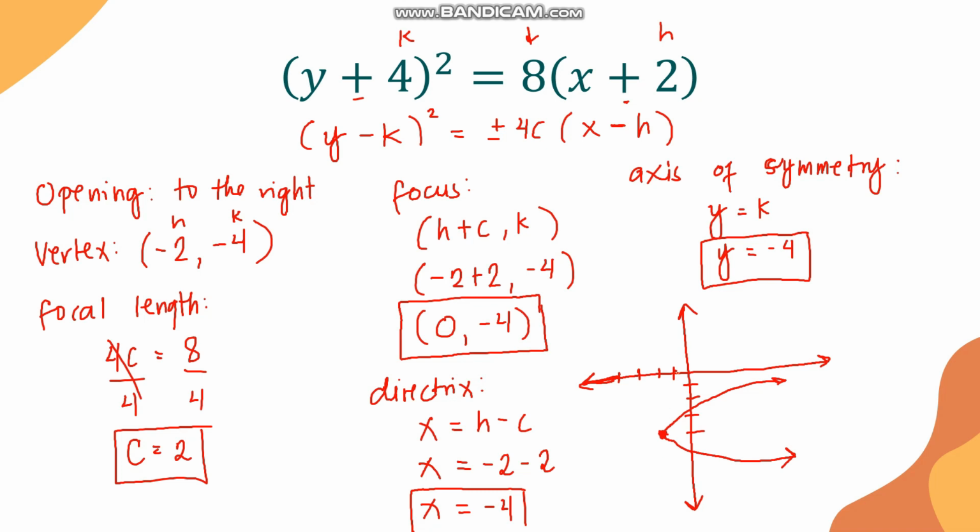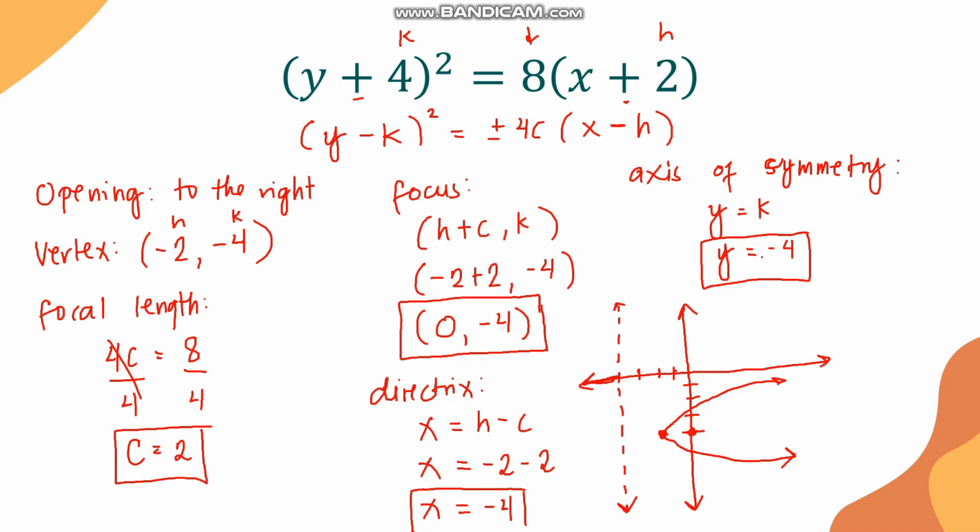And then we have the focus, which is (0, -4). So 0, negative 4: 1, 2, 3, 4. This one right here. And then we have the directrix, which is x equals negative 4. So just identify where negative 4 is on our x-axis: 1, 2, 3, 4. And then draw a vertical line. So there, this is our directrix.